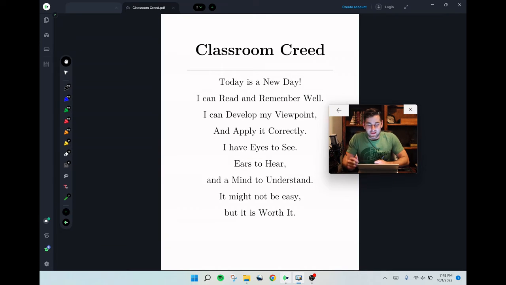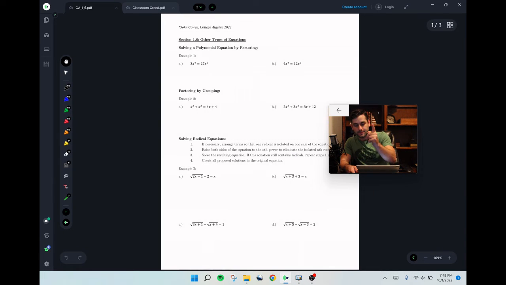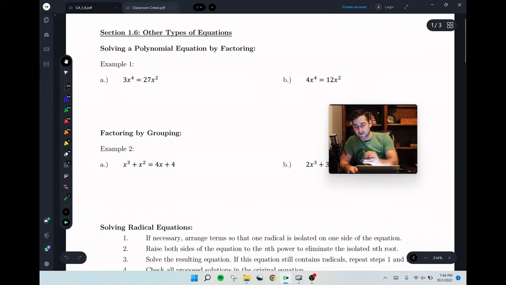Today is a new day. I can read and remember well. I can develop my viewpoint and apply it correctly. I have eyes to see, ears to hear, and a mind to understand. Might not be easy, but it's worth it. All right, let's get started.